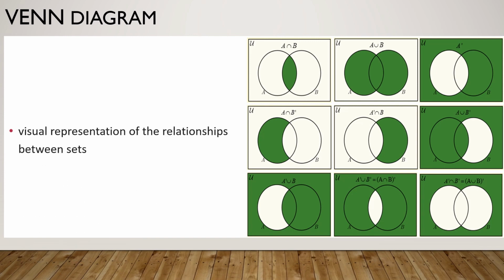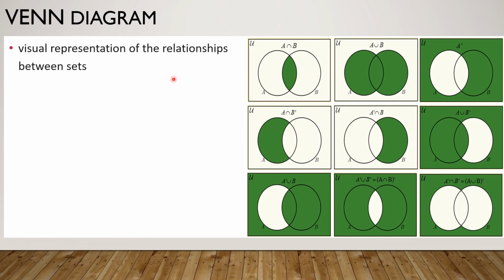Now we are going to discuss the Venn diagram, which is the most important topic for set theory. First of all, let's begin with a definition of Venn diagram. The Venn diagram is the visual representation of the relationships between sets. Here, in the picture, we have two sets, A and B. The relationships between A and B are represented here in different ways, which we have discussed previously on the topic of operations of set.